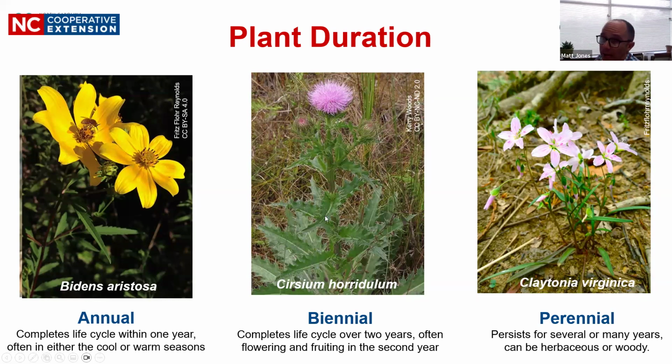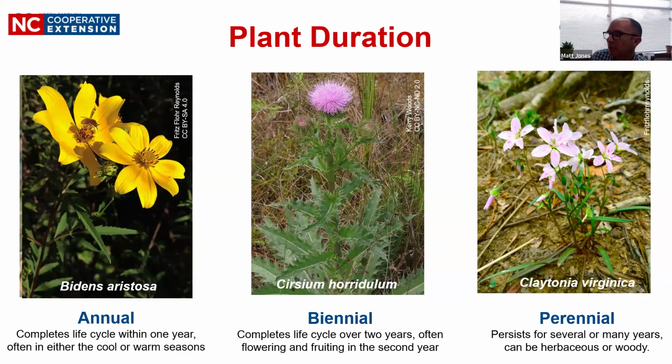In our environment, like in the Southeast, it's warm enough for long enough that many biennials can behave as annuals. We have a long enough growing season that they can flower in the same year. But north of us, that's less so. Then perennial plants are plants that live, at least some part of them, for several years, or sometimes many years. And perennial plants can either be herbaceous or woody.